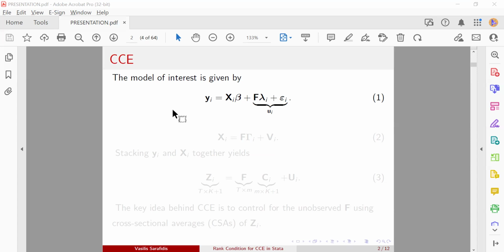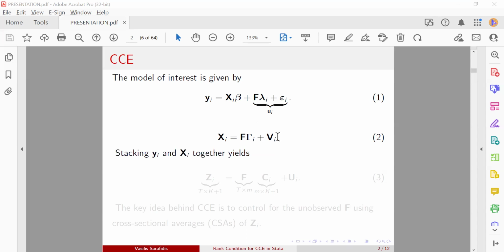Now, to ensure that X is correlated with a common factor, Pesaran 2006 assumes that X is also hit by the same factors F with loadings given by gamma_i. So effectively, it is assumed that the stochastic process for X can be decomposed into a common factor component with the same F as in equation 1 and a purely idiosyncratic error given by V.